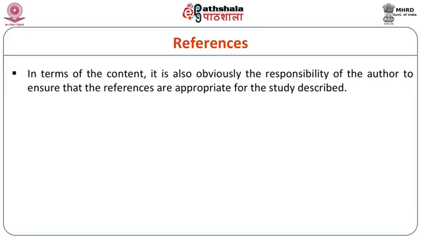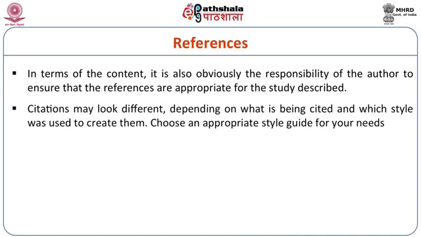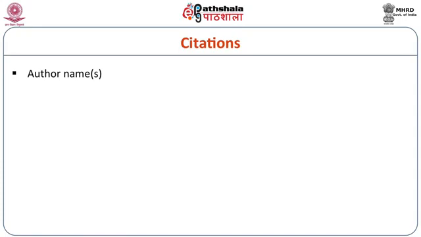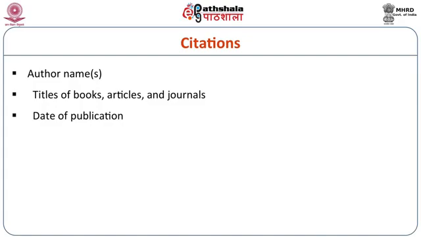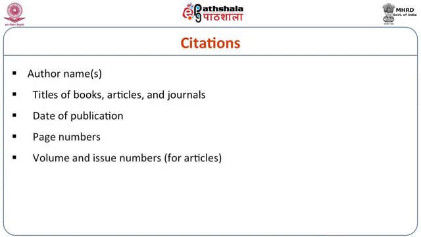In terms of the content, it is also obviously the responsibility of the author to ensure that the references are appropriate for the study described. Citation may look different depending on what is going to be cited and which style was used to create them. So, the researcher should choose an appropriate style guide according to the subject chosen for the study. Citation should consist of the author's name, then the title of the book or article or journal as the case may be, then the date of publication, then the page numbers, and after that the volume or issue numbers of the article, or if it has been taken from the journal.